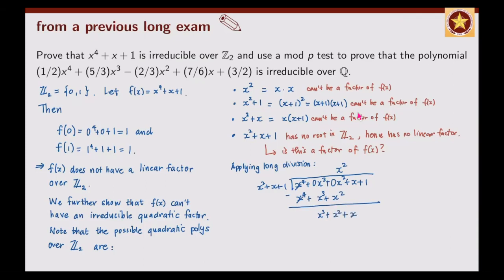Baba ka ng isa. Kailangan magkasing dami yung term sila. Then you divide x cubed over x squared. You get an x. You get x cubed plus x squared plus x.